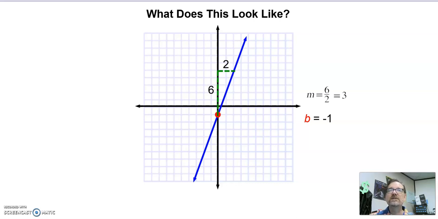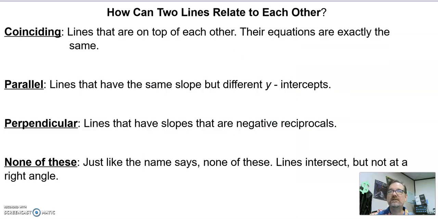Now, how does this help us determine the relationship between these lines? Well, lines can be one of these four things. They can be coinciding, parallel, perpendicular, or none of the above, which is just intersecting but not being perpendicular. If lines are coinciding, they are exactly the same. I will take one line and write it y equals mx plus b. The other line will also be y equals mx plus b. They will be exactly the same.